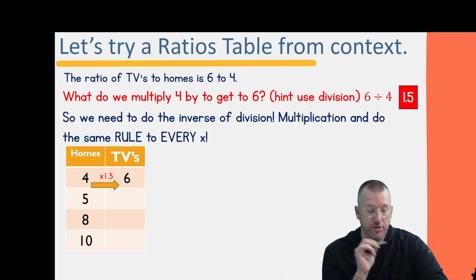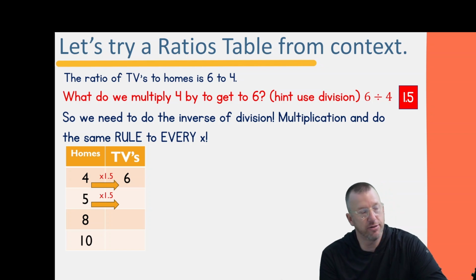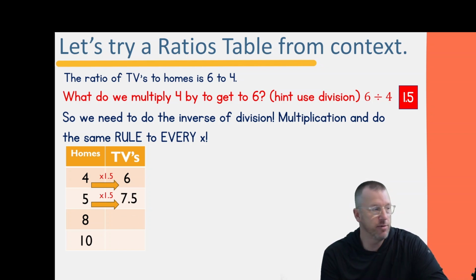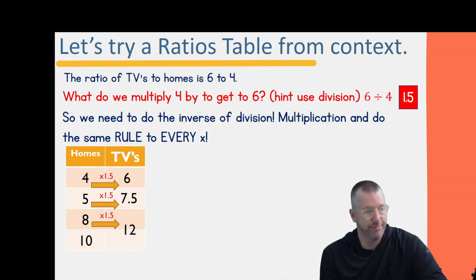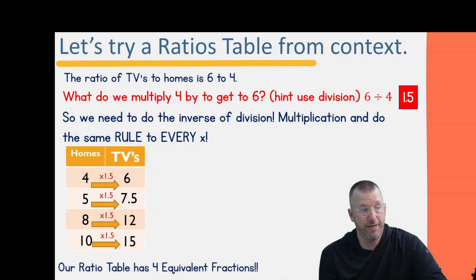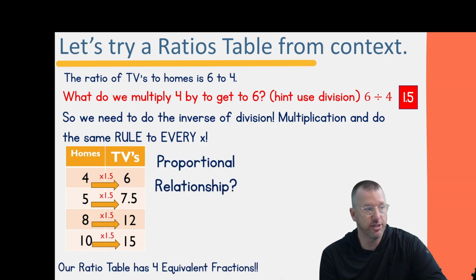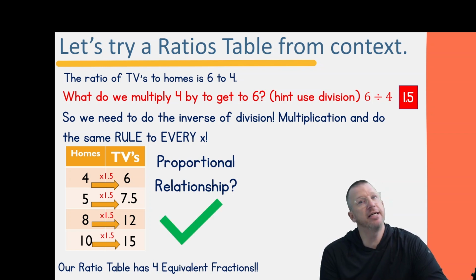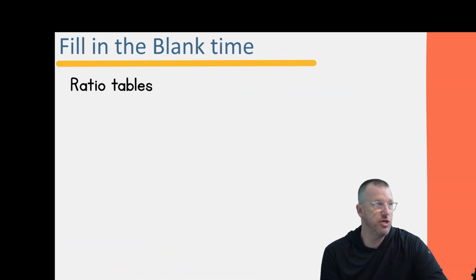Okay, so what do we have to do? The same thing for everyone. 5 times 1.5 on the calculator is 7.5, or you can do it on your paper. 8 times 1.5, that is 12. 10 times 1.5, that is 15. So everything was multiplied by the same number. So we have 4 equivalent fractions. Does that make it a proportional relationship? You're darn right it does. All right, guys, I think you guys are ready to go.